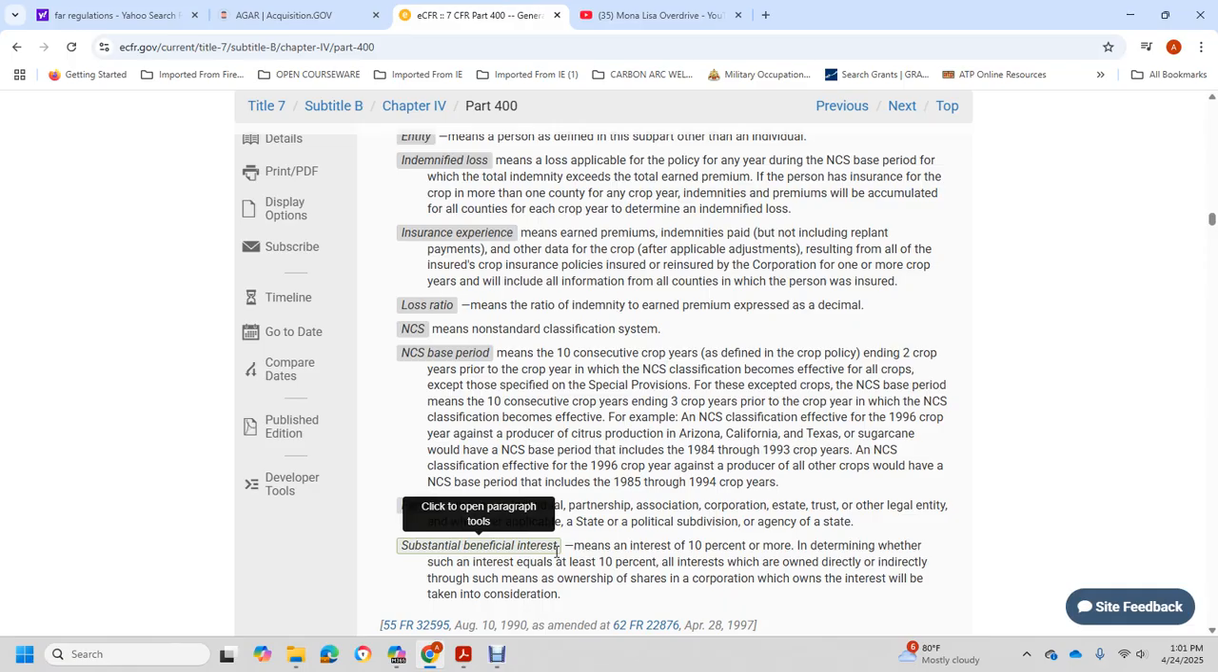effective for all of the crops, except for the special provisions for the national crop. The non-standard classification system base period means the 10 consecutive crop years, extended for the 3 crop years prior to the crop year in which the classification becomes effective. For example, the classification becomes effective for the 1996 crop year.